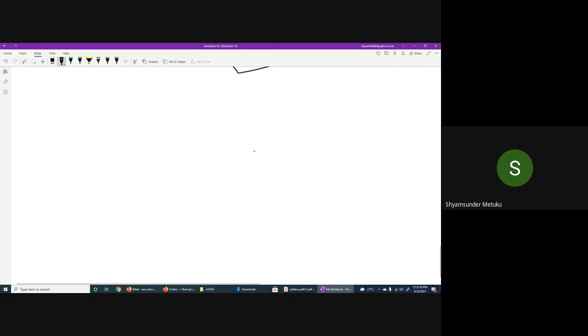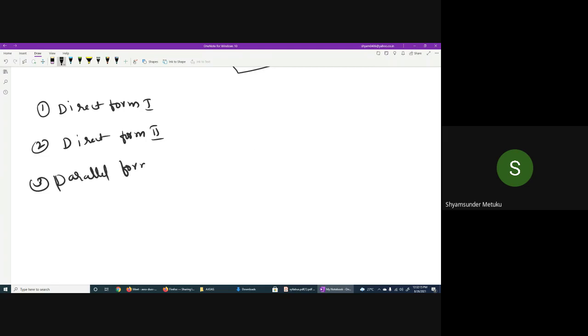Now coming to the implementation, there are some methods. The methods are direct form 1, direct form 2, the third one is parallel form, and the fourth one is called cascaded form. There are some more, but I'm restricting my discussion to these four different techniques of realization. First I'll talk about direct form one, and the remaining three I'll discuss tomorrow. Only one I can complete within 10 to 15 minutes. So let me take direct form one first.